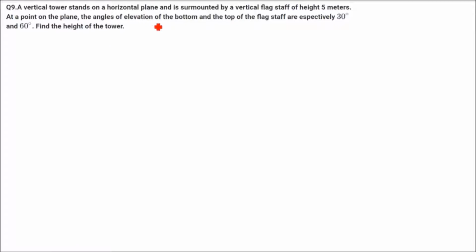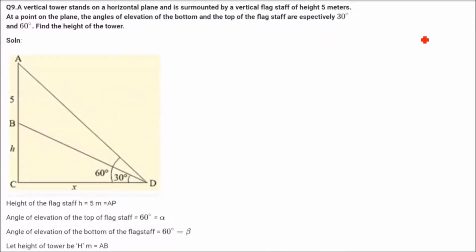A vertical tower stands on a horizontal plane and it is surmounted by a vertical flagstaff of height 5 meter. At a point on the plane, the angle of elevation of the top and bottom of the flagstaff are respectively 30 degree and 60 degree. Find the height of the tower. So we have a tower here. There is a flagstaff here.